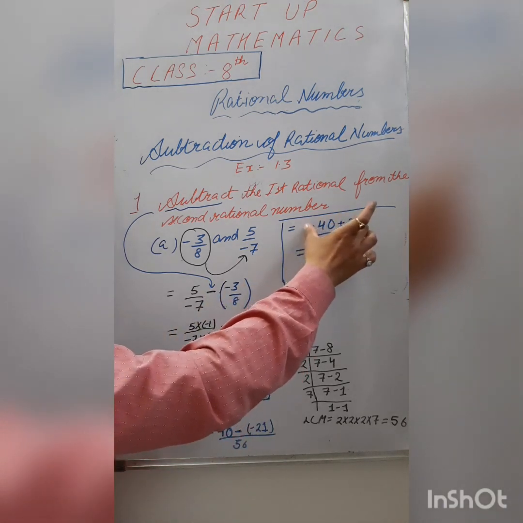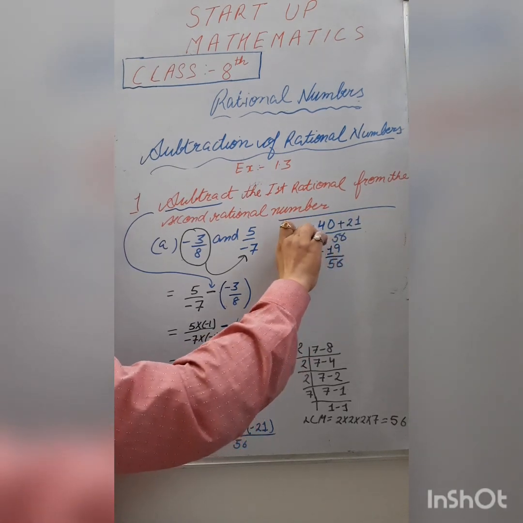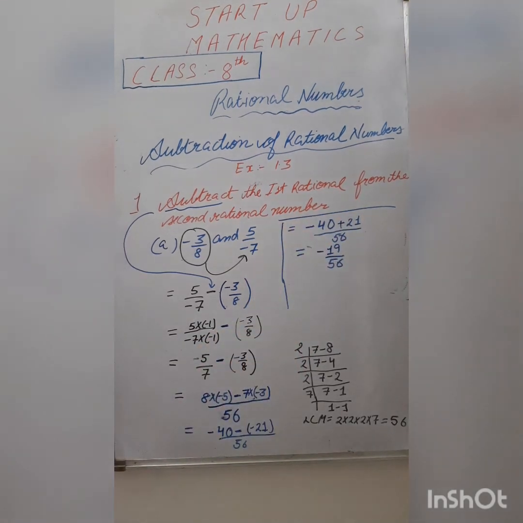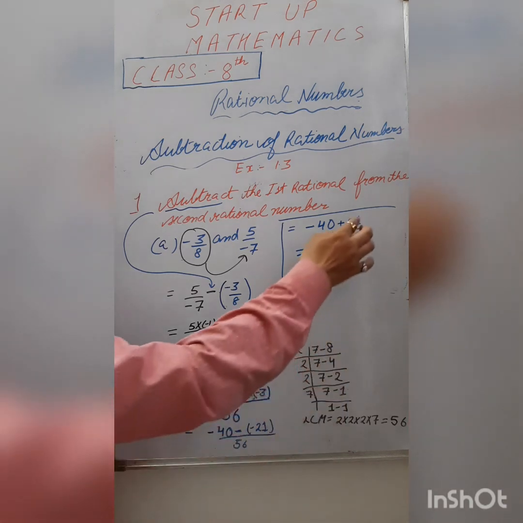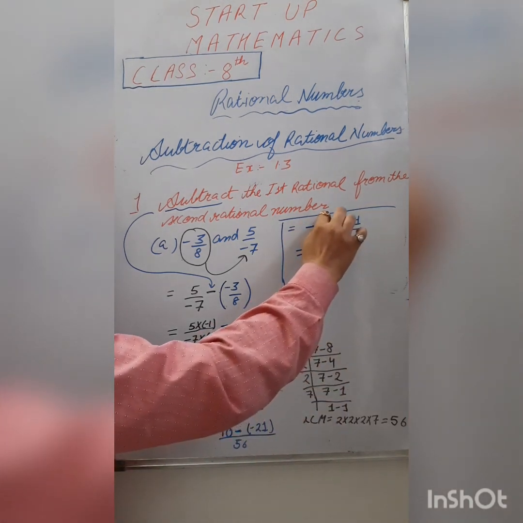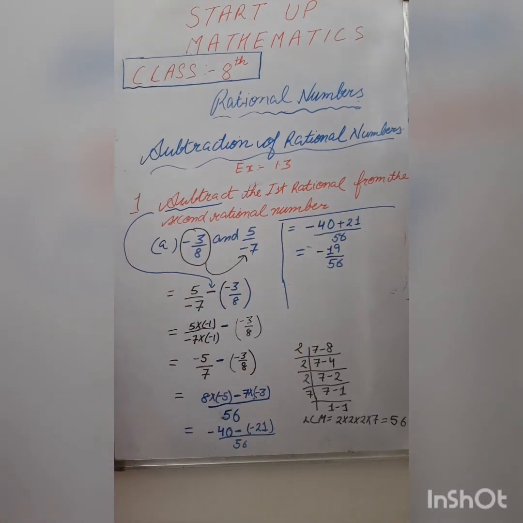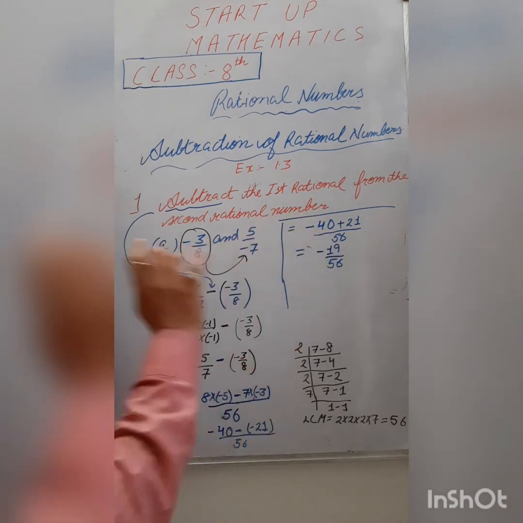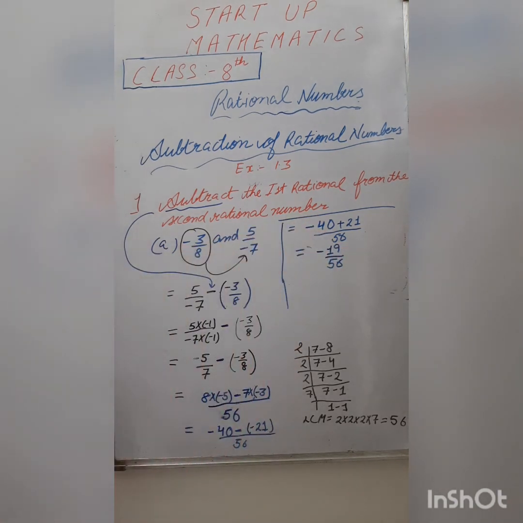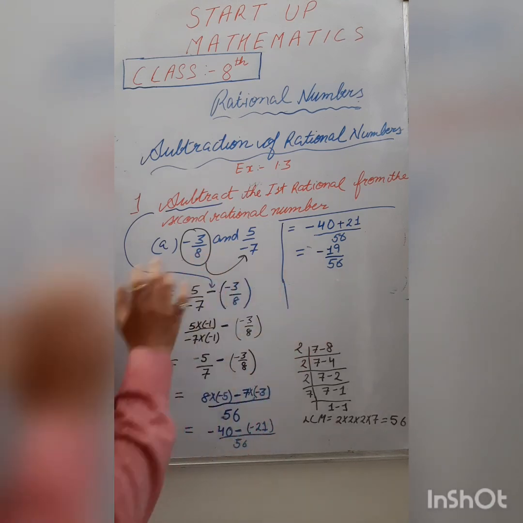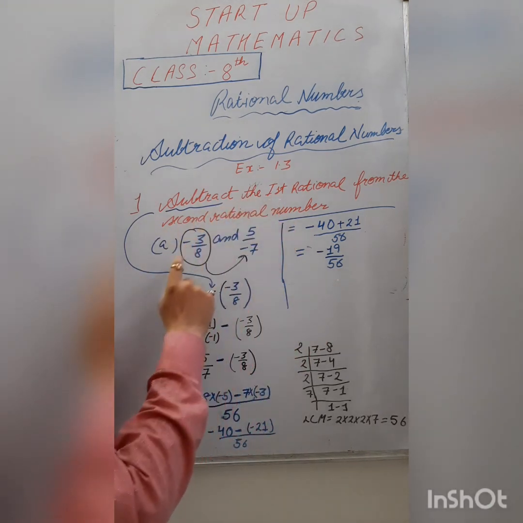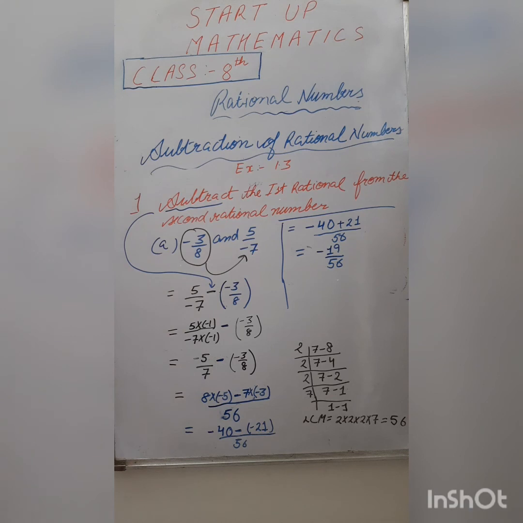When you solve this, you have to see that one number is negative and one number is positive, so the result is subtraction, meaning you have to subtract them. So you have to subtract 21 from 40 and assign the sign of the number which has more value, more magnitude, except sign. So minus 19 upon 56 is the result of subtracting the first rational number from the second.